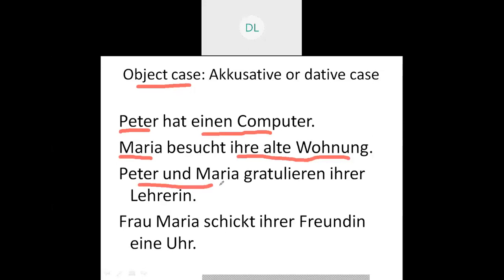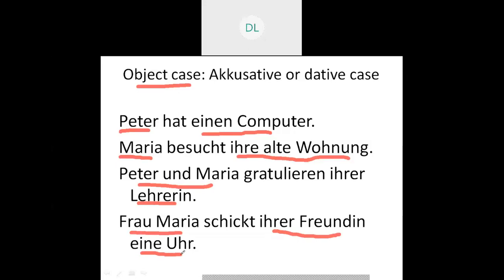Third sentence, Peter und Maria gratulieren ihrer Lehrerin. That is, Peter and Maria congratulate their teacher. Peter and Maria, first identity. Their teacher is the second identity. So Peter and Maria is the subject, and ihrer Lehrerin is the object. Last one. Frau Maria schickt ihrer Freundin eine Uhr. The translation is Mrs. Maria sends a watch to her friend.